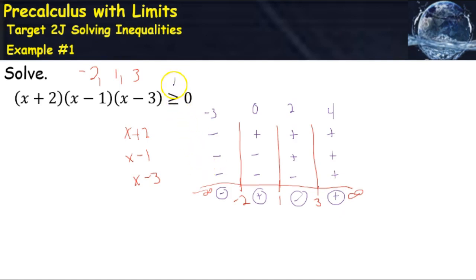Now this is saying where it's greater than or equal to 0, so that means where it's positive or 0, because of this equal sign. So the "or 0" means I'm going to use brackets on everything except the infinities. So I'm choosing where it's positive, so it's positive right here between -2 and 1, and from 3 to infinity. So that's my answer. -2 to 1, close brackets, union 3 to infinity, open bracket on the infinity, and a close bracket on the 3.